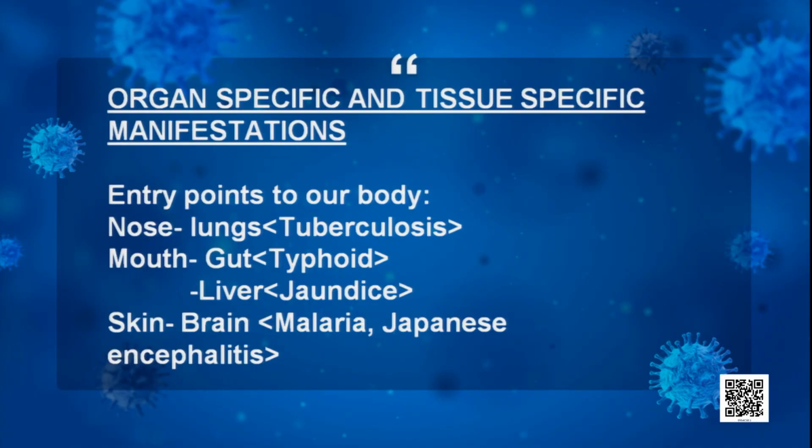Now we'll study organ specific and tissue specific manifestations. You'll be able to understand the meaning when I give some examples. First of all, how do these microbes, these infective agents, these pathogens enter our body? There are some entry points. Let us take the example of the nose. Any microbe can enter through the nose, because when we are inhaling air, the microbes are there in the air, and with the air they enter through the external nostrils.